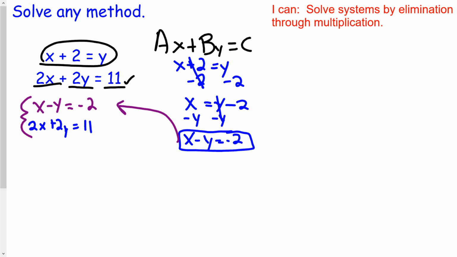So let's take a look here. What happens if I add these? Once we have them both in standard form, step 2 is to eliminate. The problem is when I try to add these together, I get 2x plus x is 3x, and negative y plus 2y is just 1y. And I'm not going to continue here because I did not eliminate a variable. So now I need to do another step, and this is where our multiplication comes in.